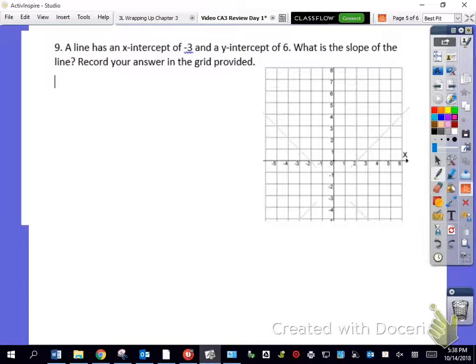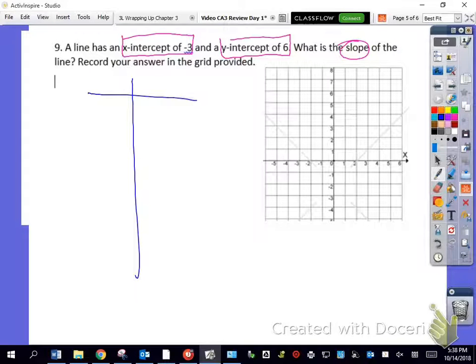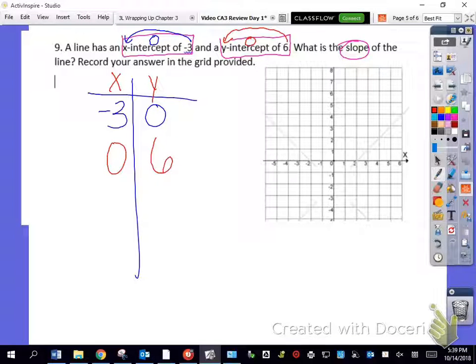You are given an x-intercept of negative 3 and a y-intercept of 6, and I want to find the slope. Now remember, anytime you want slope or rate of change, you set up a t-chart. Okay, so negative 3 goes in the x spot. Intercept is 0, so that means negative 3, 0. 6 goes in the y spot. Remember, this is x and y, so 6 goes in the y spot, intercept is 0. So you have two different points.